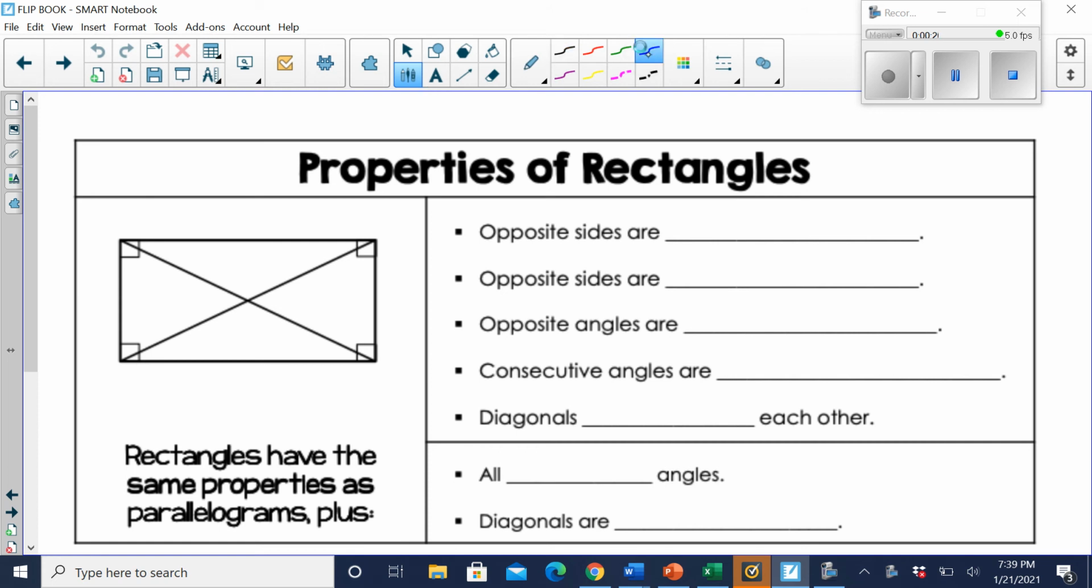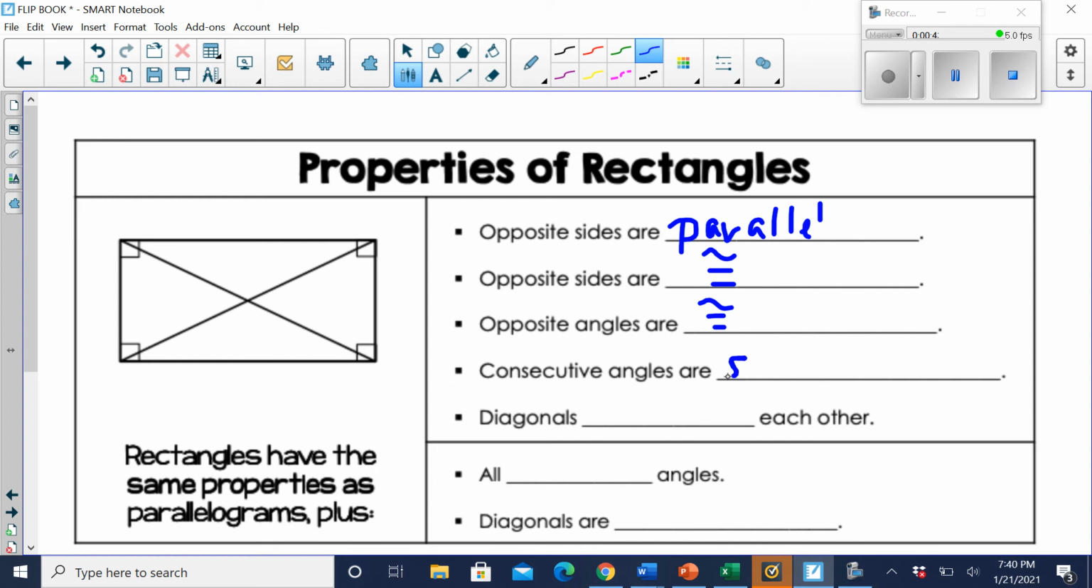It says opposite sides are going to be parallel. Opposite sides are going to be congruent. Opposite angles are going to be congruent. Consecutive angles or same side interiors are supplementary. And remember, supplementary just means that they're going to equal 180 degrees. Okay, and then the last one is the diagonals bisect each other. So those ones aren't new. Those are just review properties, okay?